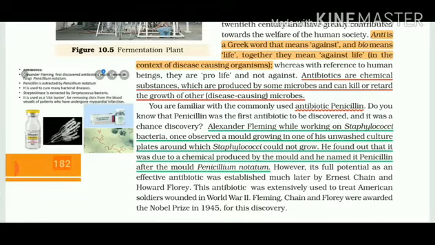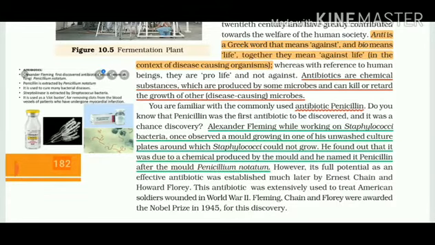The first made antibiotic is penicillin, but its discovery was by chance. The scientist Alexander Fleming was working on Staphylococci bacteria. You remember yesterday in the first video lecture we talked about spherical bacteria, they are called coccus. So here the name of the bacteria is Staphylococci.